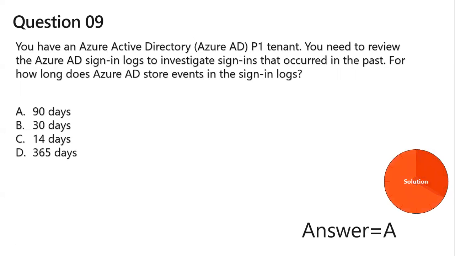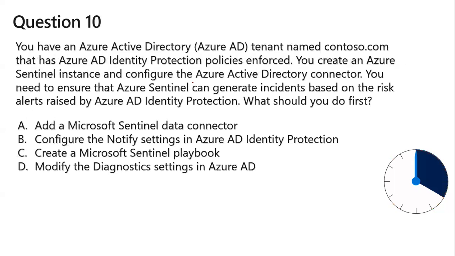So the correct answer for this question is 90 days, and Azure AD stores 90 days of sign-in logs. Moving to the last question in here, you have an Azure Active Directory tenant named contoso.com that has Azure AD identity protection policies enforced. You create an Azure Sentinel instance that configures the Azure Active Directory connector. You need to ensure that Azure Sentinel can generate incident based on the risk alert raised by Azure AD Identity Protection. What should you do first?